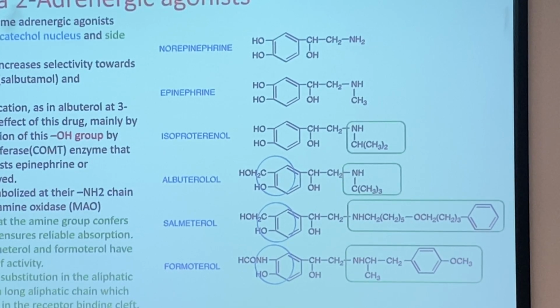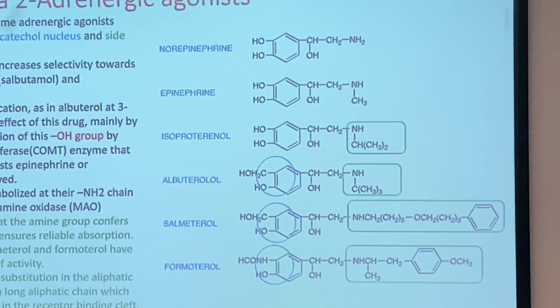Therefore, isoproterenol is better than epinephrine or norepinephrine. And albuterol is better than isoproterenol, epinephrine, or norepinephrine. Salmeterol and formoterol are even better than albuterol, isoproterenol, epinephrine, and norepinephrine. That's how I would prepare myself for the exam. Any questions? So these are the classical beta-adrenergic agonists which you have as options to treat either asthma or COPD patients.